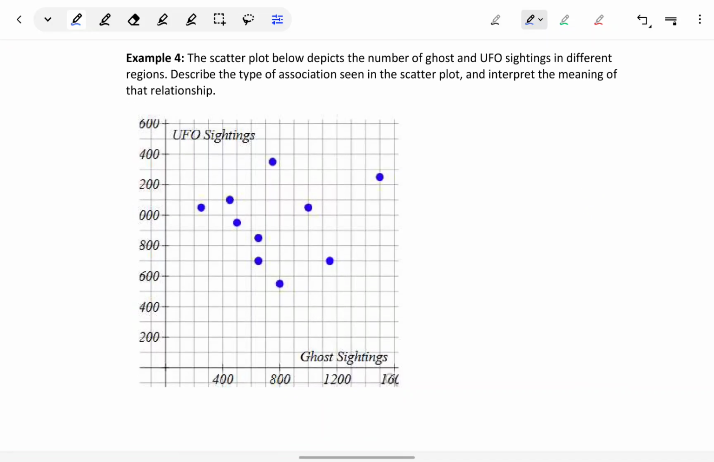In example 4, we have a scatter plot depicting the number of ghost and UFO sightings in different regions. We want to describe the type of association. Again, we would want to start off by trying to draw a straight line pattern through this data, if we can. In this case, there's no, or at least not nearly as clear of a pattern in the data. So what we would say is that there is no association in this case, or perhaps just a weak association, very little association.